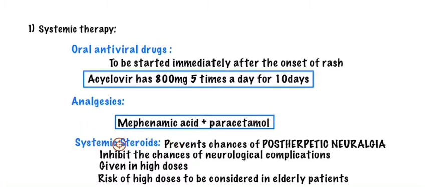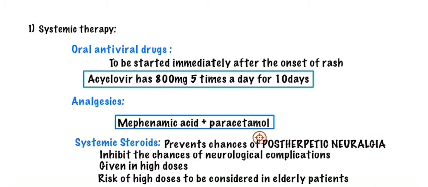Then there are systemic steroids. They prevent the chances of post-herpetic neuralgia. I told you earlier there can be complications caused by this viral infection. The oral antiviral drugs actually stop the infection alone. They do not prevent post-herpetic neuralgia. They only stop the infection that you already have. They will not stop the complication from happening. So for that we have to take another drug.